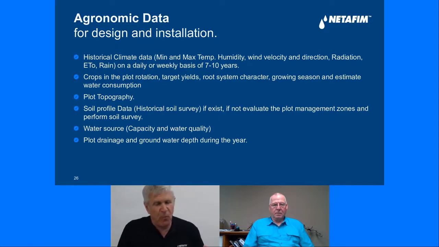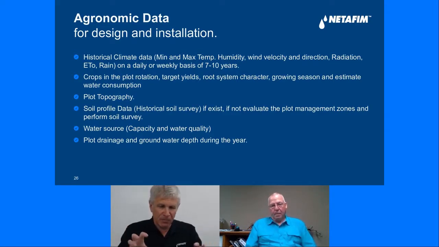It's interesting, for example, if I know what kind of herbicide they were using in different locations, in order to make sure that I'm not going to put sensitive crops in the next few years. But I want to know for the design what the crops are that are going to be in the plot rotation. What are the target yields on the different crops? What are the root system characteristics? When am I seeding or planting, and when am I expecting to have the harvesting time? Then what is the plot topography?